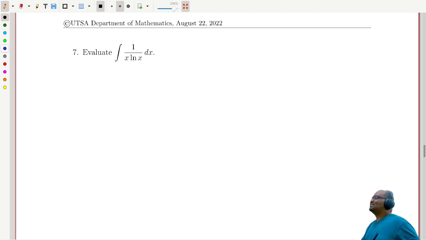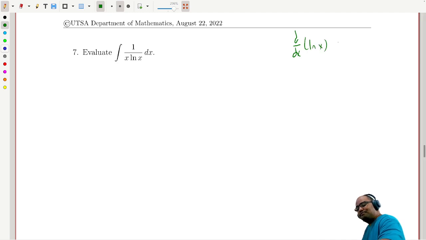1 over x log x. Again, okay, we want to look innermost. We want to think about the denominator here. My denominator here is x log x. Well, okay, that doesn't really quite help me because the derivative of x log x requires a product, and I don't see any extra stuff here that might require that. But let's think here. We recall that the derivative of log x is 1 over x. And you see I have a 1 over x kind of hiding in there.